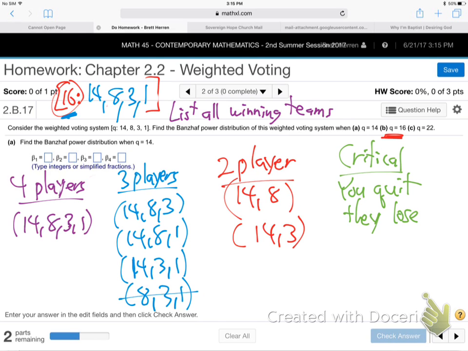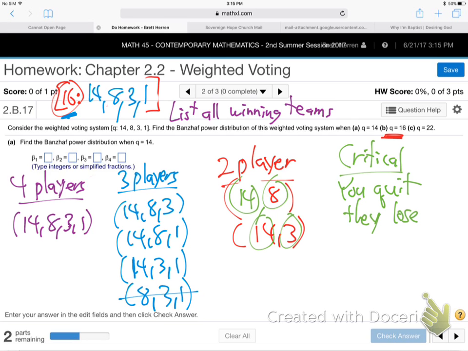So let's take it one at a time. Cover up the 14. If the 14 says, "I quit, I'm not coming," does the 8 alone lose now? The 14 and 8 was a winning team, but now the 8 alone is not going to make 16. Yeah, they lose. So the 14 is certainly critical. And in the two-player teams, they're virtually always both critical.